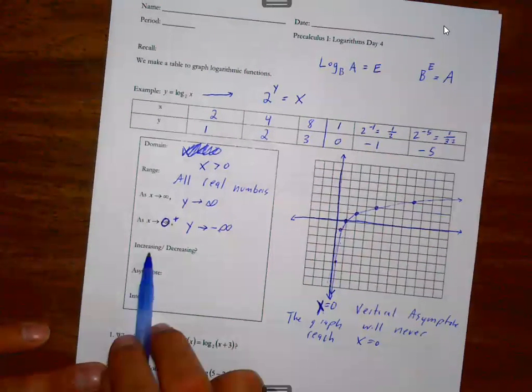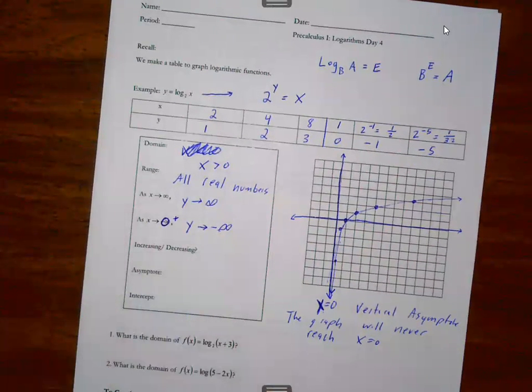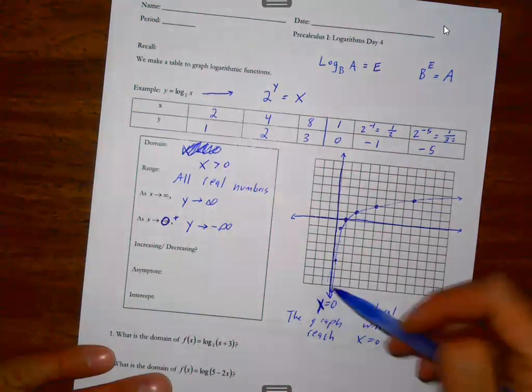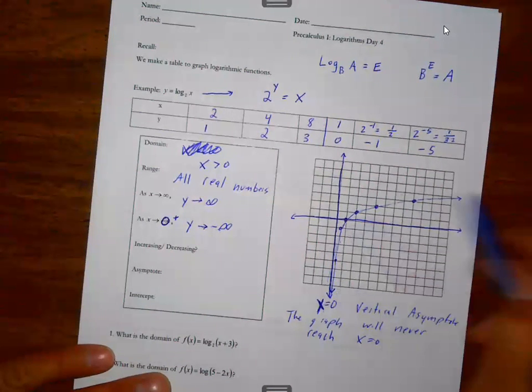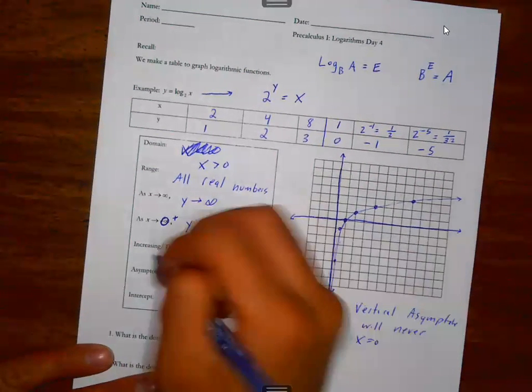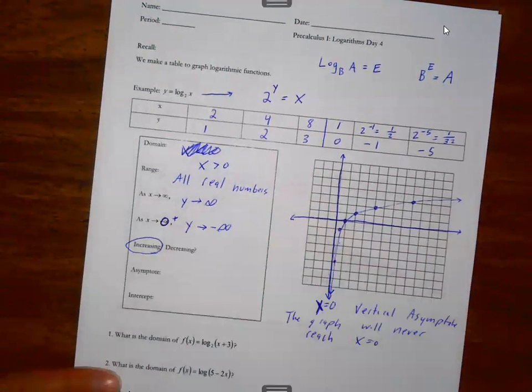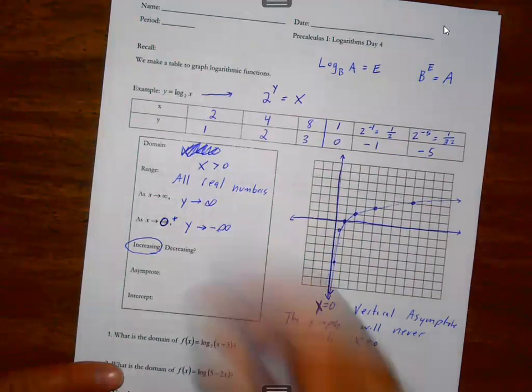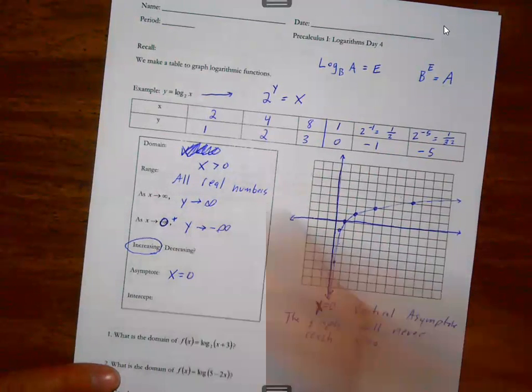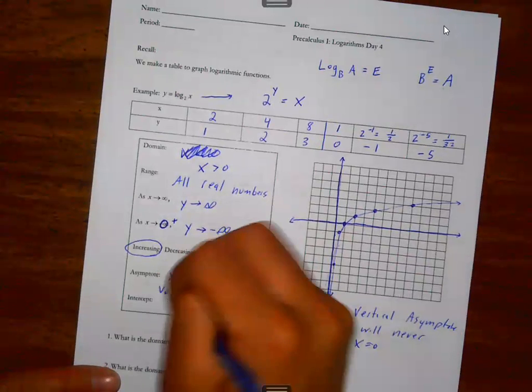Now, when you look at increasing and decreasing, you look to see what's happening to y as you look at the graph from left to right. So when we look at this from left to right, it's going up. So it's increasing. We got an asymptote at x equals 0. So it's a vertical one.